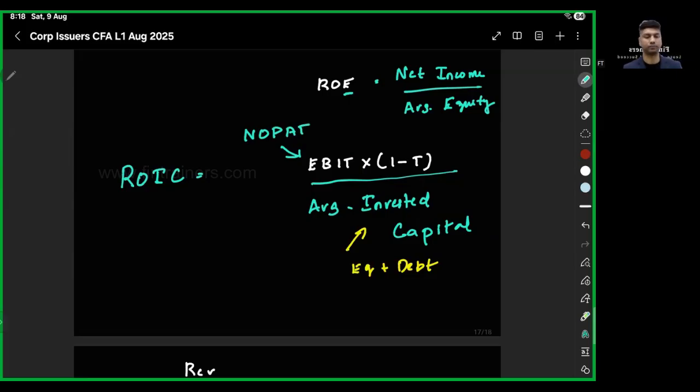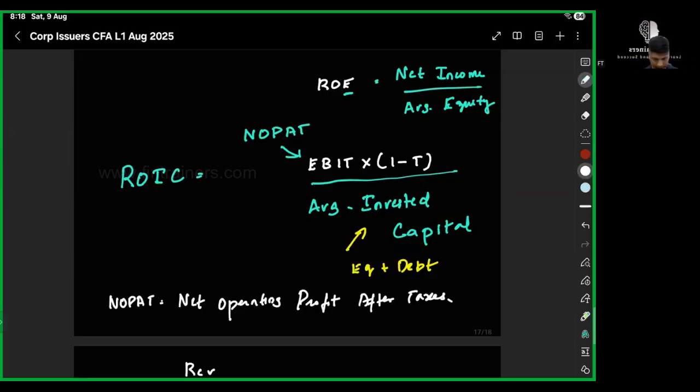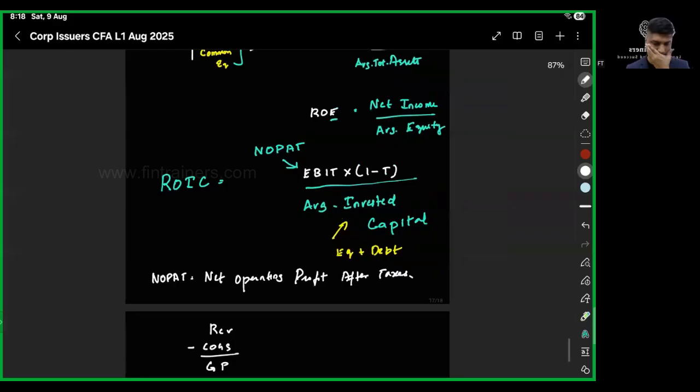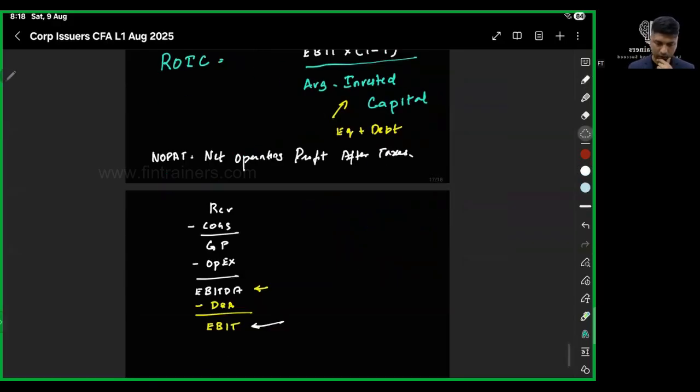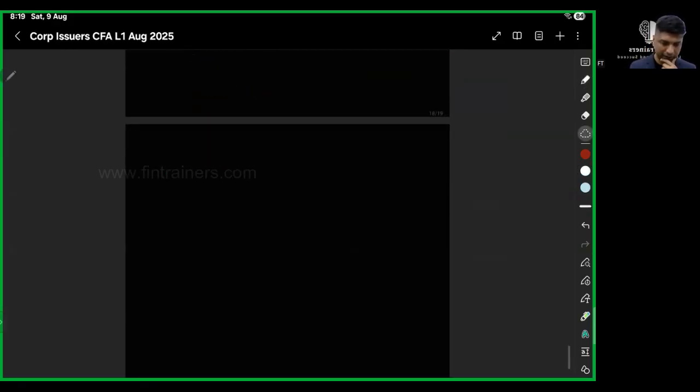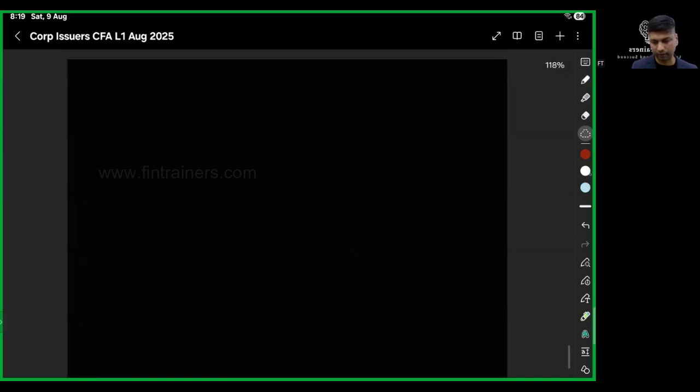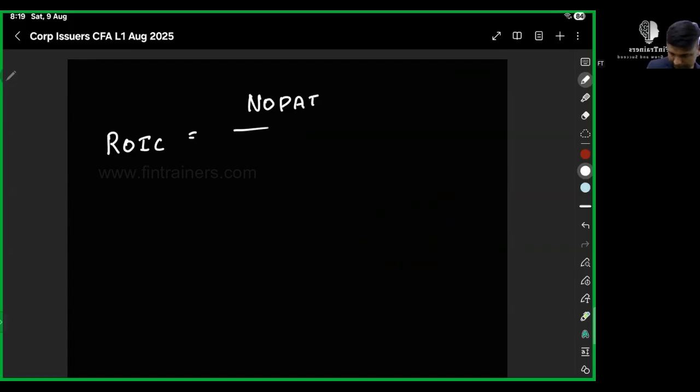What is it called? Net operating profit after taxes. NOPAT. Before we look at some questions, I'll talk about one more step. From this ROIC equation, we are going to decompose it into a two-step formula. We said ROIC is equal to NOPAT divided by invested capital, average invested capital. I'm writing it as invested, but it's usually average.